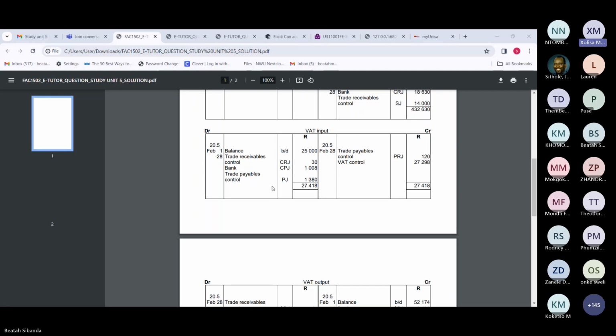Any questions quickly on VAT input? Was straightforward. It was, but the bank, I don't understand how the bank gets to VAT input.